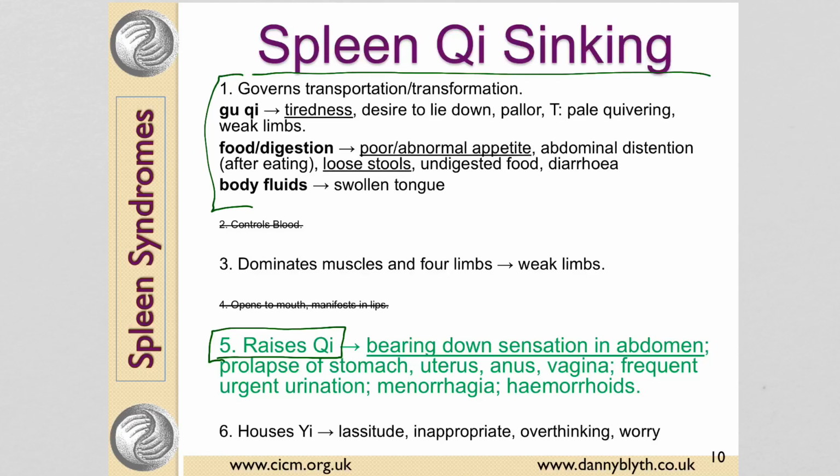So there's obviously some kidney deficiency and can give you urgent urination, urinary problems, or constipation and bowel problems. Prolapse of the anus is common in younger children and older patients, and also menorrhagia, heavy periods, or hemorrhoids. So the raising qi function of the spleen becomes depleted.